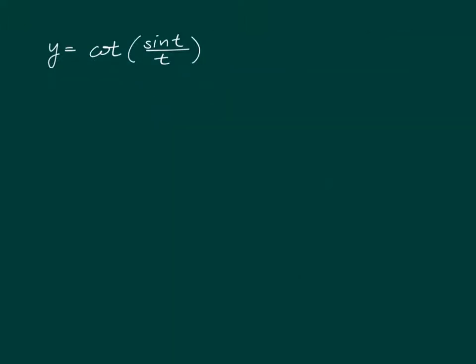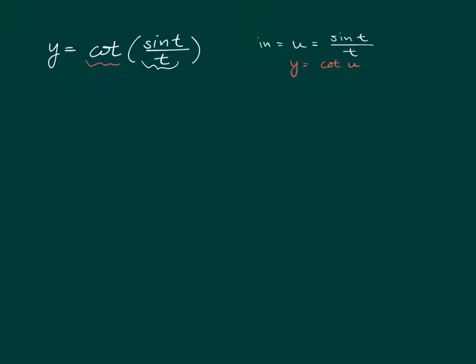One final example, we have y equals the cotangent of sine of t over t. And with this example, again, we will want to set up an inside and outside function. So the inside is here. I'm going to say inside equals u, which is sine of t over t. And the outside function is here, y equals cotangent of u.